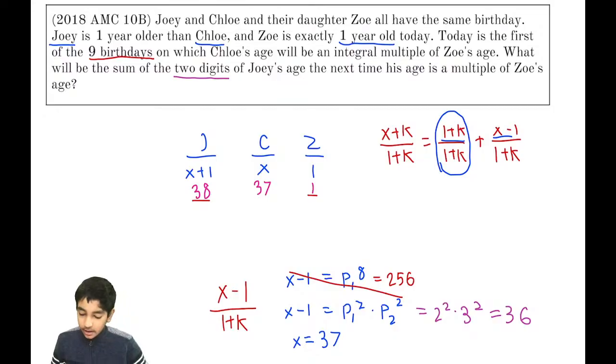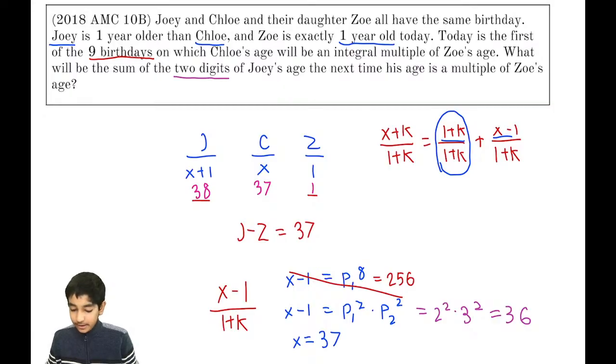Just like earlier, we see that Joey's age will only be a multiple of Zoe's age if 37 is a multiple of Zoe's age, because the difference in their ages is 37. The difference in Joey's minus Zoe's ages is 38 minus 1, or 37. So the difference of their ages has to be a multiple of Zoe's age in order for it to work. So what are the 2 factors of 37? Those are 1 and 37. So those are the 2 possible values of Zoe's age for this condition.